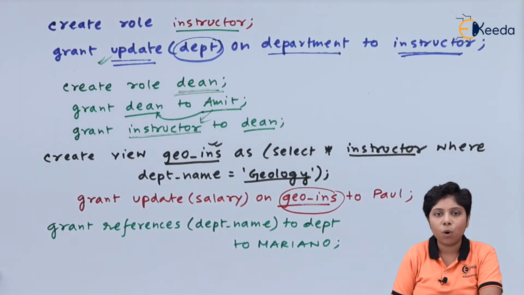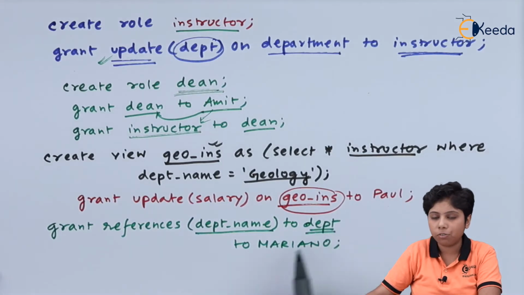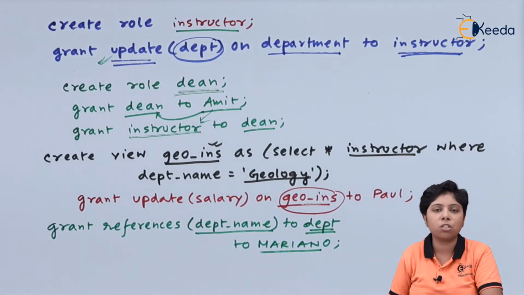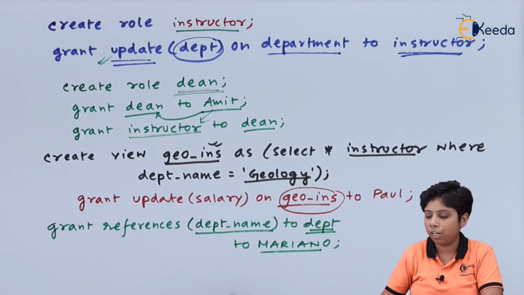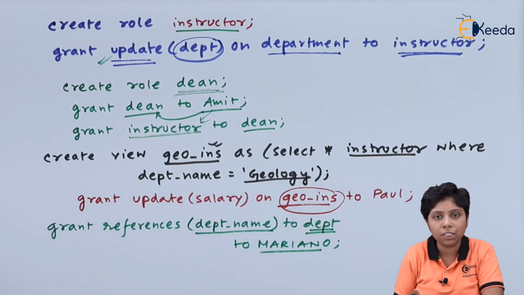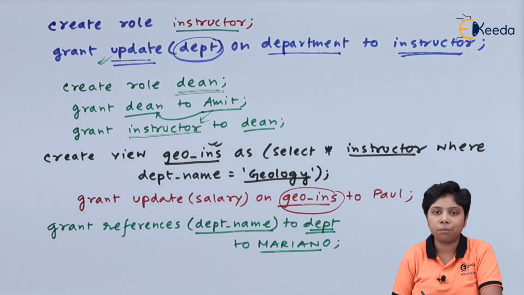Now here I am granting the referential integrity on a particular attribute, department name of the department relation, to Mariano. I am hereby declaring that Mariano is a user who can create his own relation referring to the relation department on the department name attribute. So Mariano has the privilege of updating, creating and granting all the privileges on his relation as well as the relation of the department through the attribute department name.